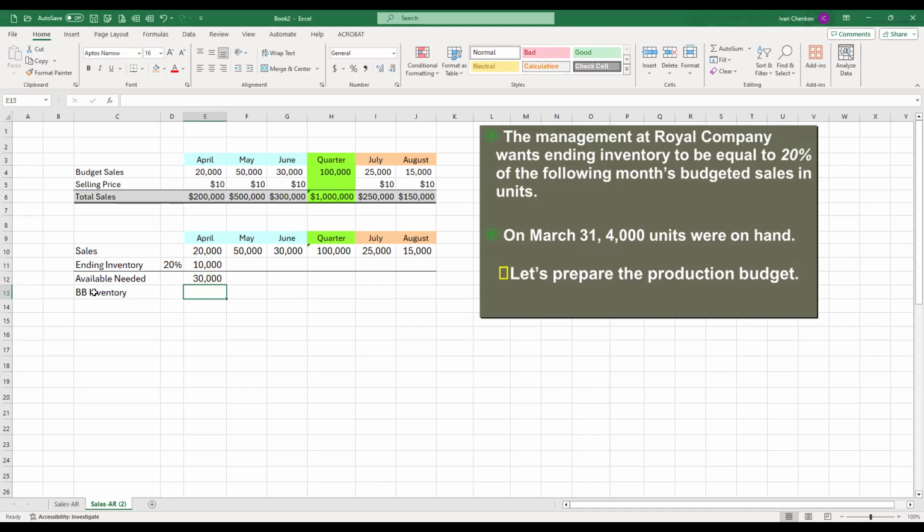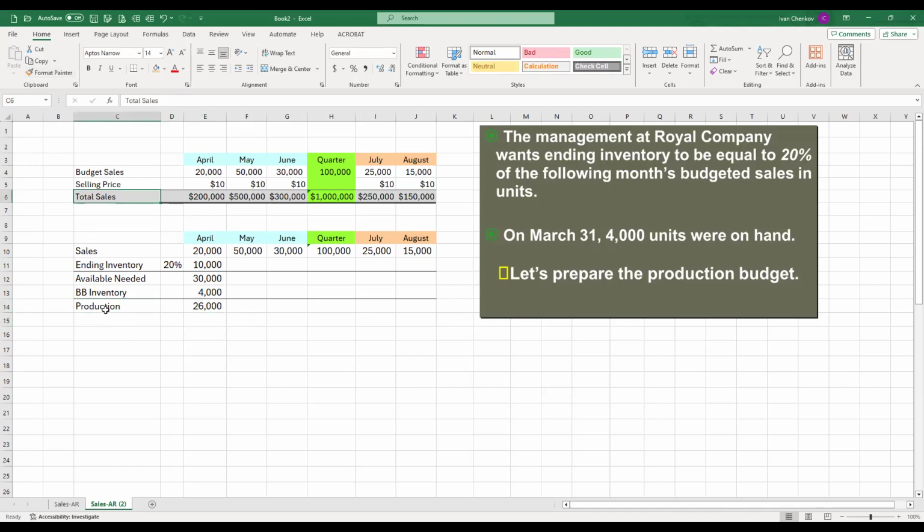Which is 4,000 units. Not 400, 4,000. Let's make it 4,000. So how many do I need to produce? 26,000. Yes, 26,000. So in April, you need to produce 26,000.